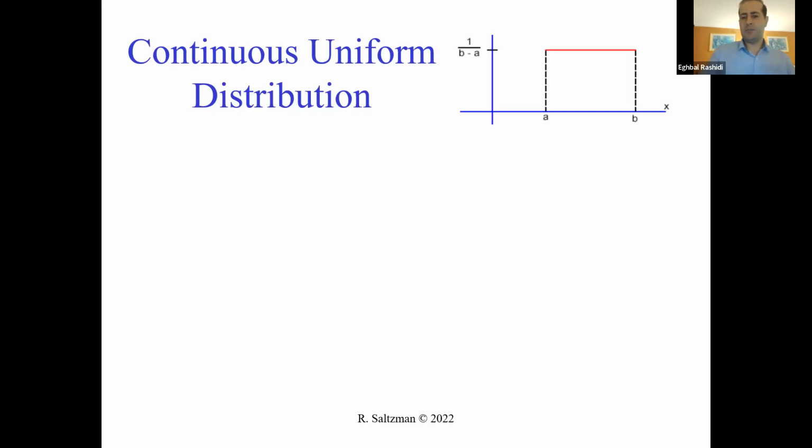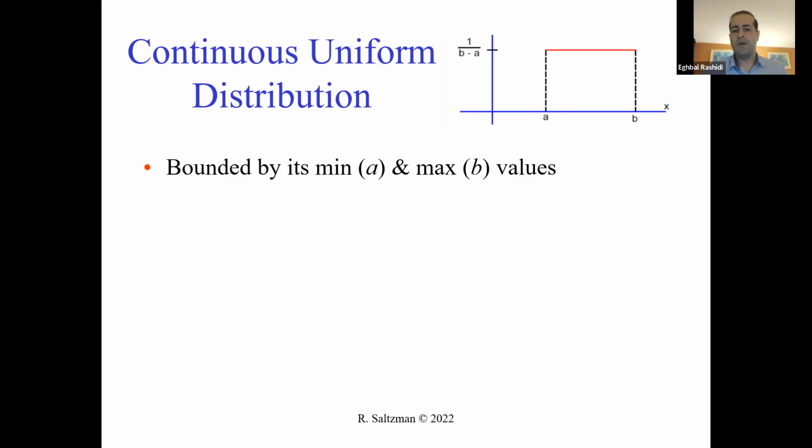Continuous uniform distribution, let's talk about that. As you see here, first of all, it's continuous. It can take any value between A and B. A is the lower bound, the minimum. B is the upper bound, and it can take any values between A and B. It's bounded by A and B.